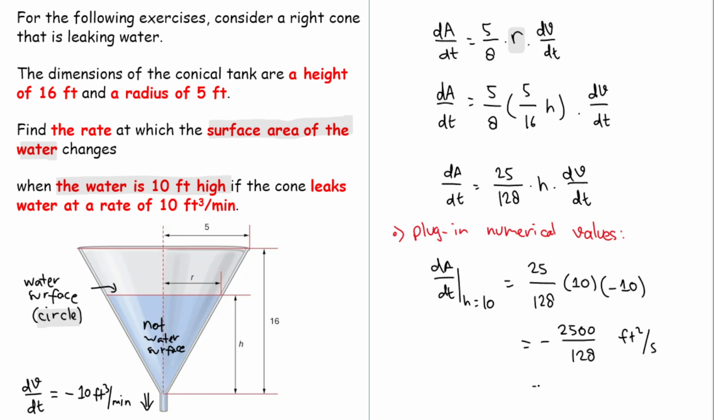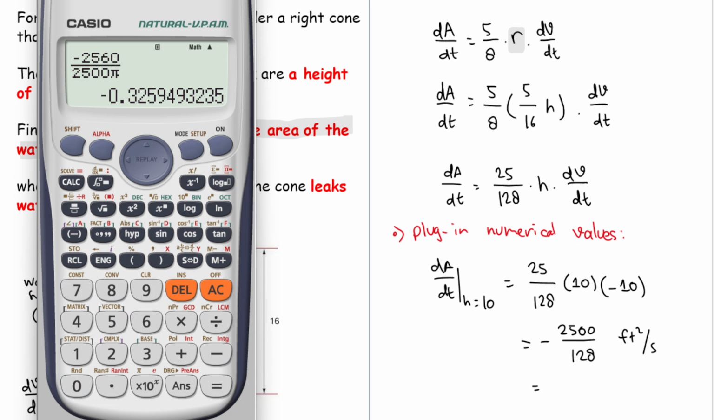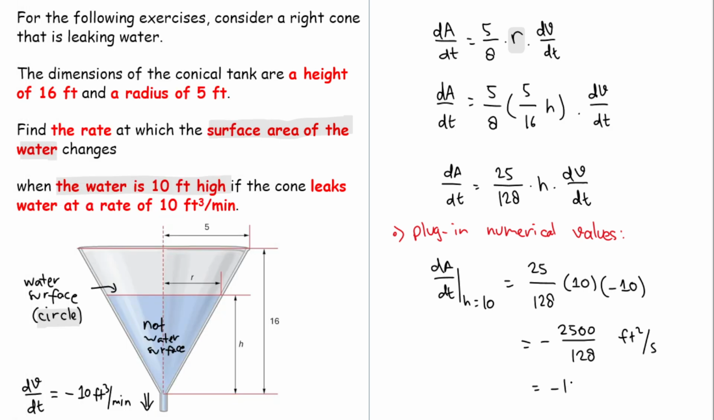Or we can just plug the numerical values into a calculator. So we will have minus 2500 divided by 128, and that will equal minus 19.53. And the unit here is feet squared per second.